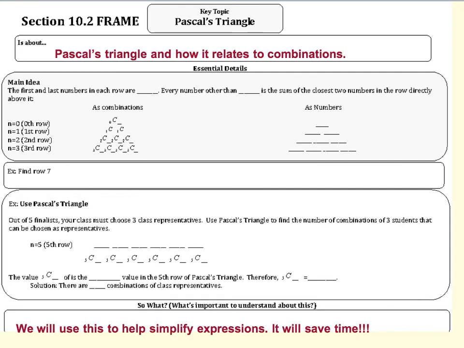So next we're going to look at something called Pascal's triangle. So this is about Pascal's triangle and how it relates to combinations. So if you could flip your frame over and fill this in, Pascal's triangle is about Pascal's triangle and how it relates to combinations.